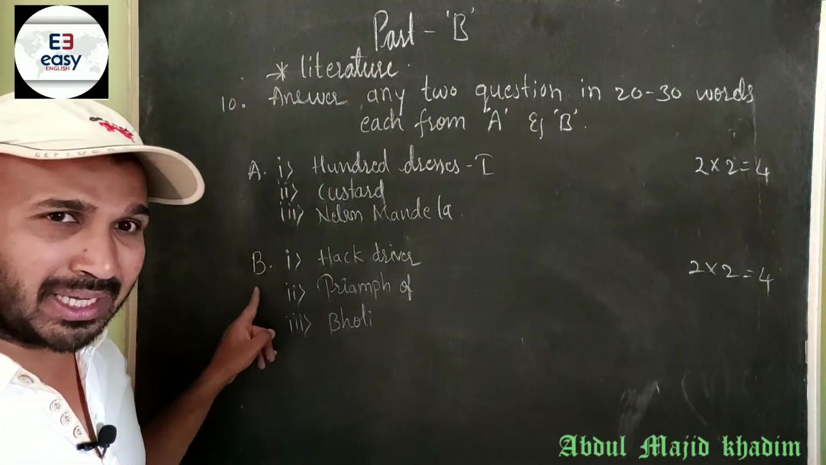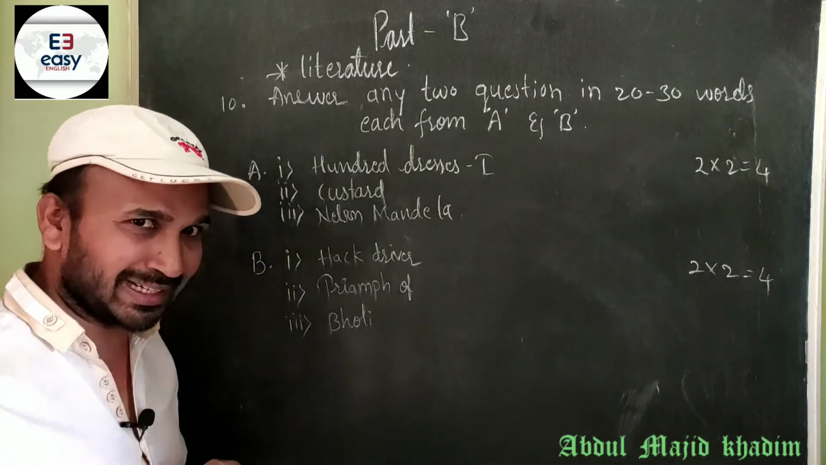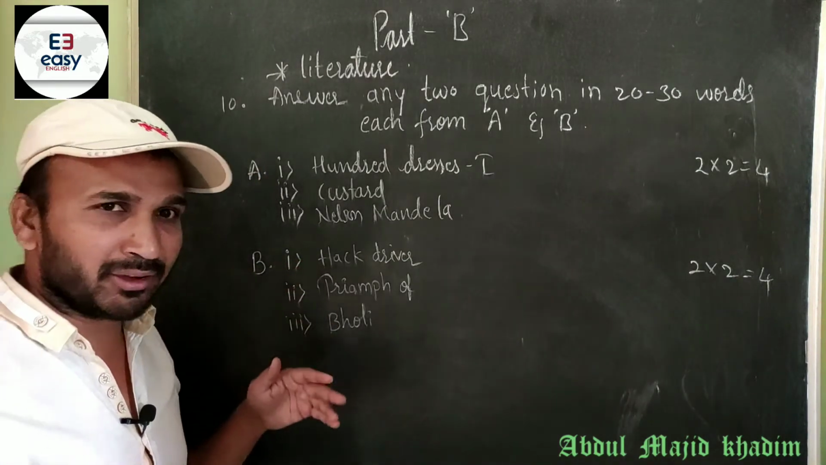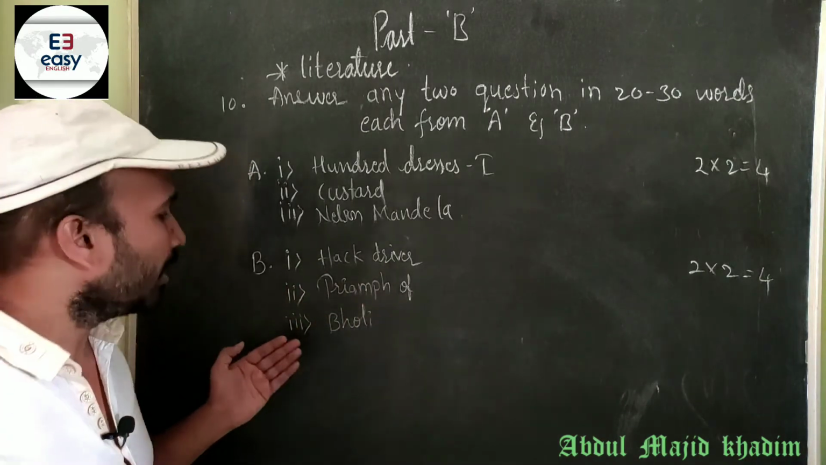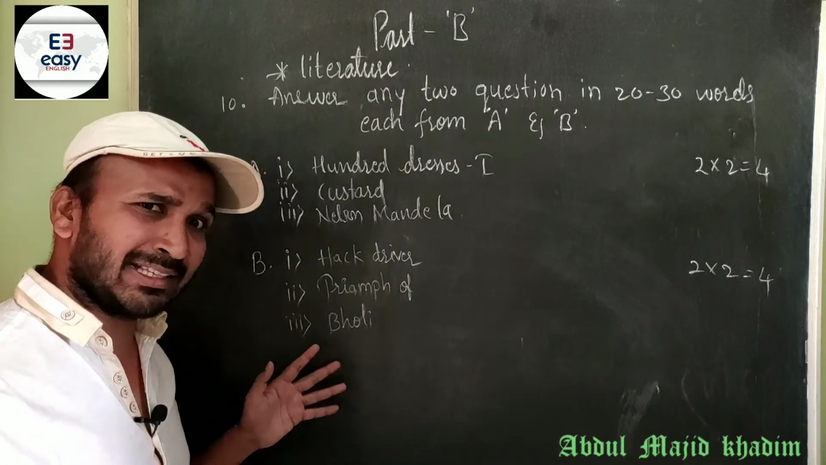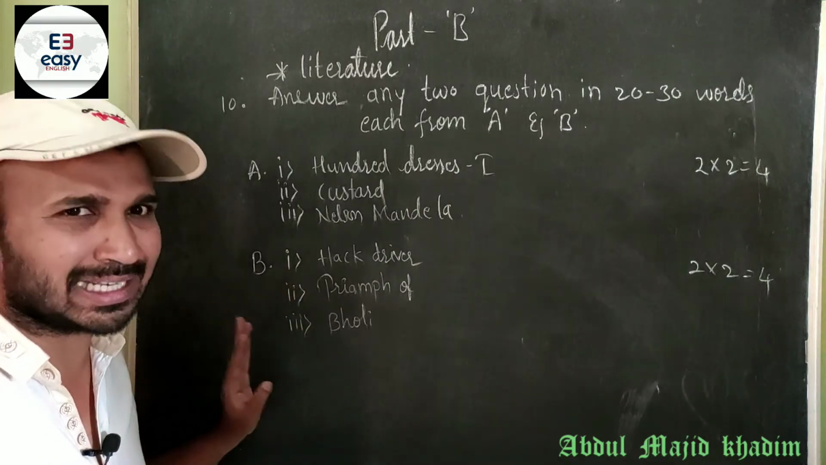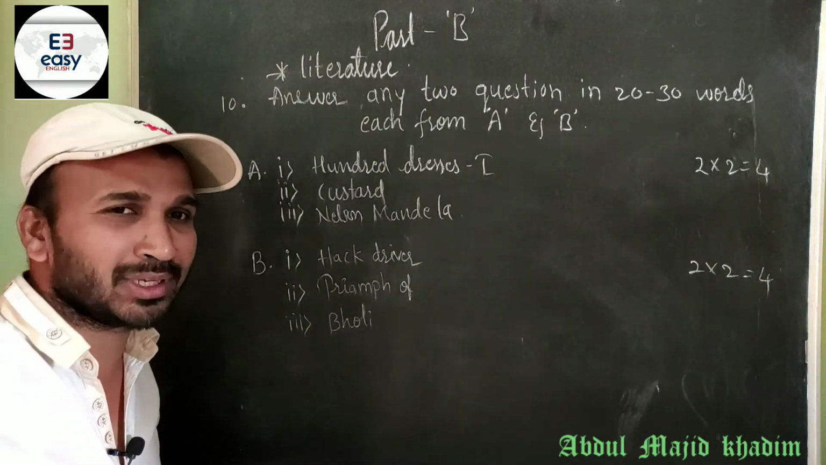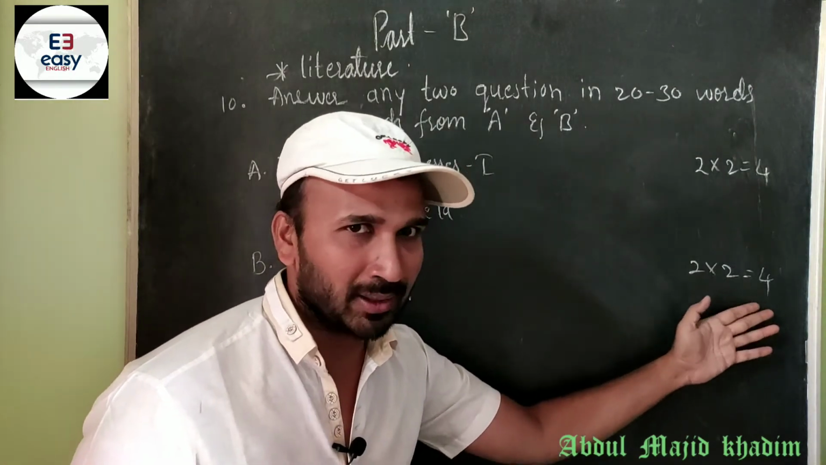And that B question is having Footprints Without Feet, from that text. So you are having the questions like Hack Driver, or Triumph of Surgery, or Bholi. Any 3 questions, from 3 lessons the questions will be given. You have to select randomly. Any 2 you have to select, any 2 which you feel you can write better. So this also carries 2 into 2, 4 marks.